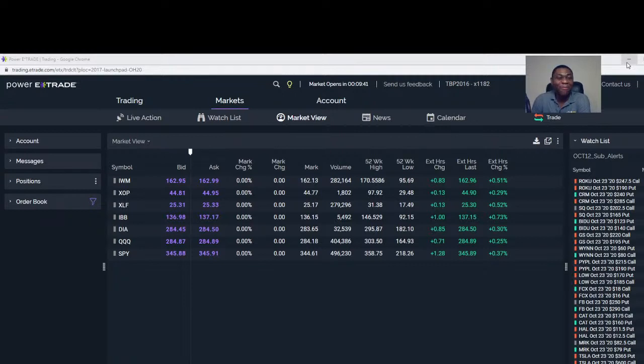We know that QQQ is up 0.25% or just shy of 1 point. SPY is up 1.28 points or 0.37%. The opportunities that we have for Gangster Trade revolve around STX and Western Digital, meaning a carryover of what we discussed yesterday.